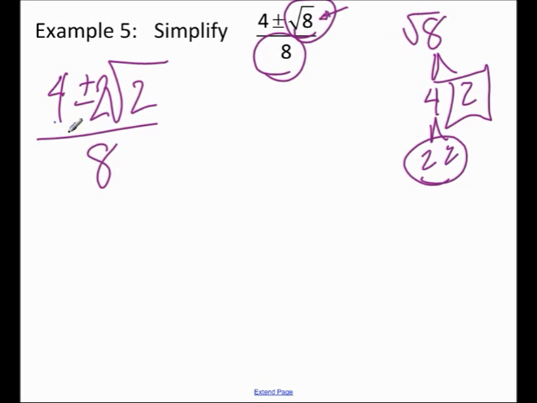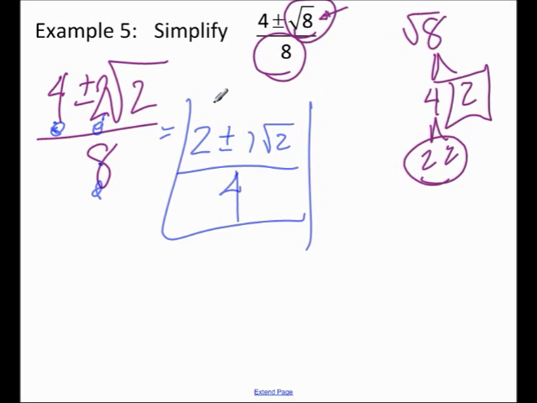4, 2, and 8. What do all three of these have in common? Well, a 2. Now I know the urge is to think, hey, 4 and 8, cut those both. No. We've got to make sure that my 4, my 8, and my 2 all have the same number in common. That's 2, so I'm going to cut them all in half. 2 plus or minus 1 square root of 2 all over half of 8 is 4. And that's what our answer is going to look like. You don't really need the 1 there, but it makes me feel better, so I like writing it.